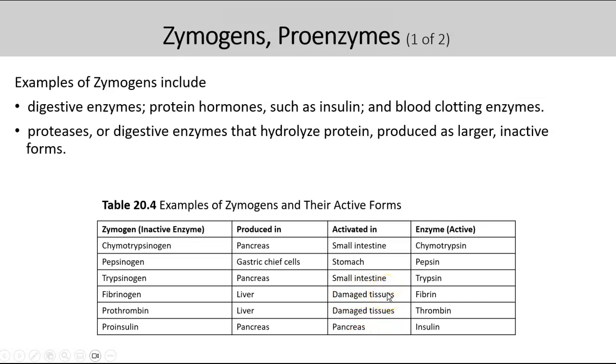So once there is tissue damage, these molecules, inactive enzymes, will be transported to the site, and then they will convert to the active enzymes called fibrin and thrombin. So they will accumulate in the damaged tissue and work in the blood clotting mechanism. So just like that, these zymogens are inactive enzymes, and they will undergo some covalent modifications to make the active form and be activated in a different place.